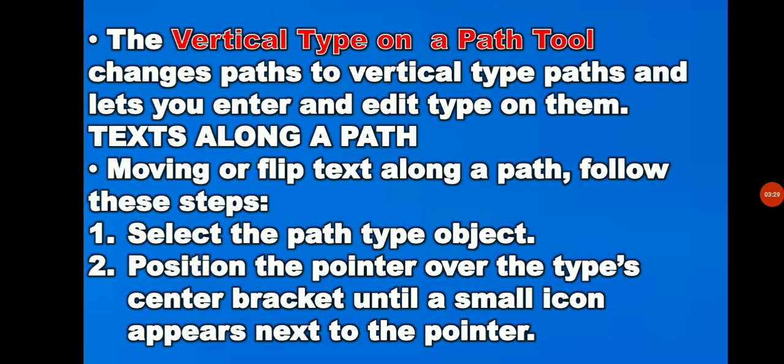Text along the path, moving and flipping. To move the text along the path, follow these steps. First, select the path type object. Second, position the pointer over the type center bracket until a small icon appears next to the pointer. This is the midpoint between the start and end brackets.